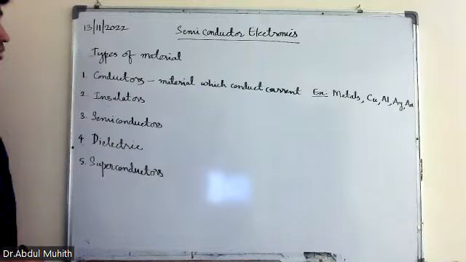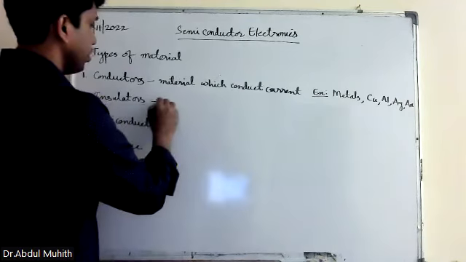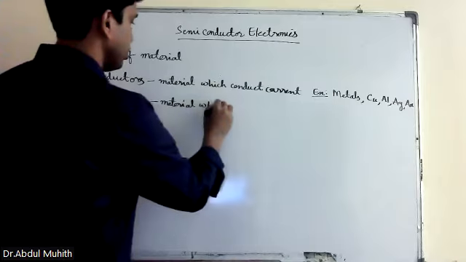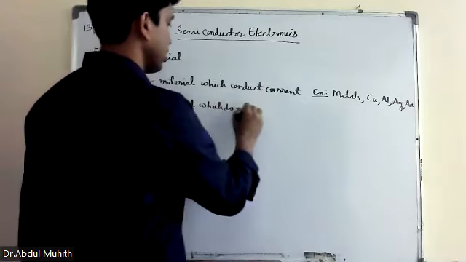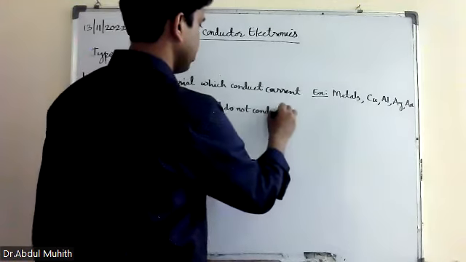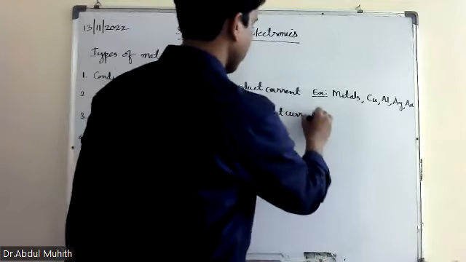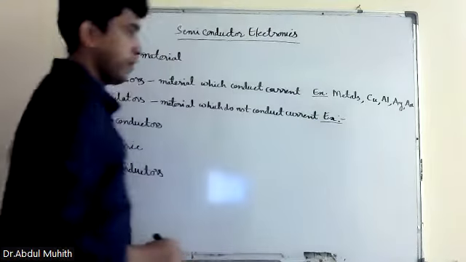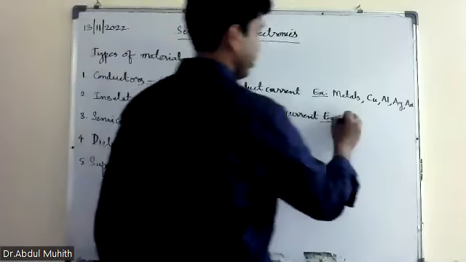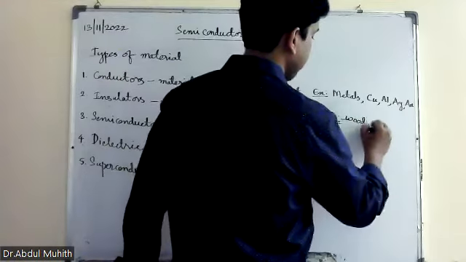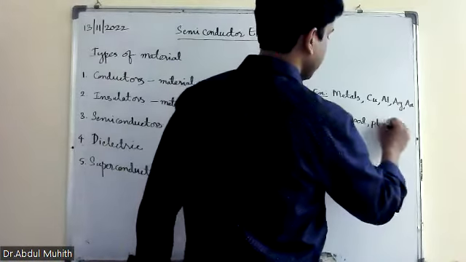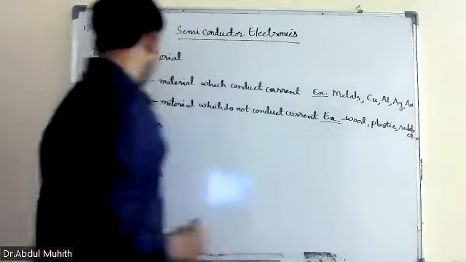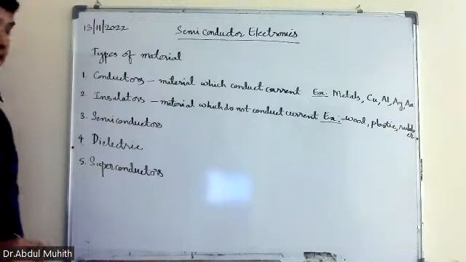Then insulators. Insulators are materials which do not allow the passage of current, which do not conduct current. What are the examples for this? Wood, plastic, and rubber. These are the examples of insulators.